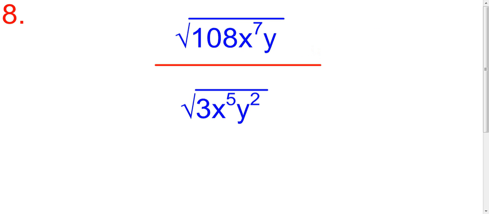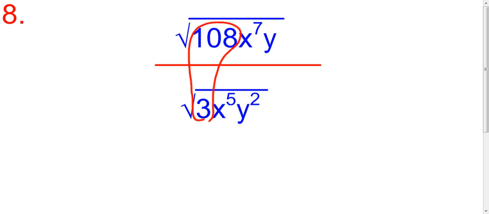All right, last one. This is a little bit more complicated, but not too terribly bad. Again, you're going to reduce whatever you can reduce from the get-go. So if you've got things that are both underneath radicals, it would be easiest to reduce them. So I am going to think about taking this 108 and 3 and reducing it.